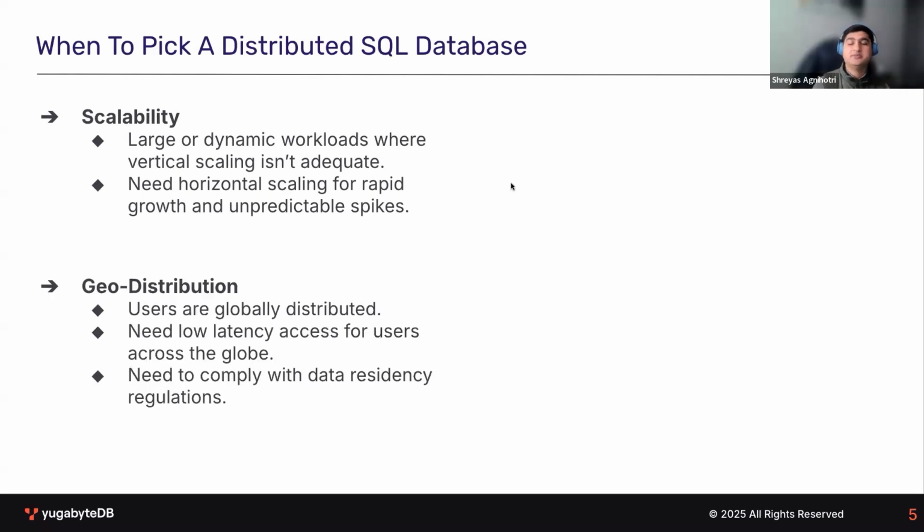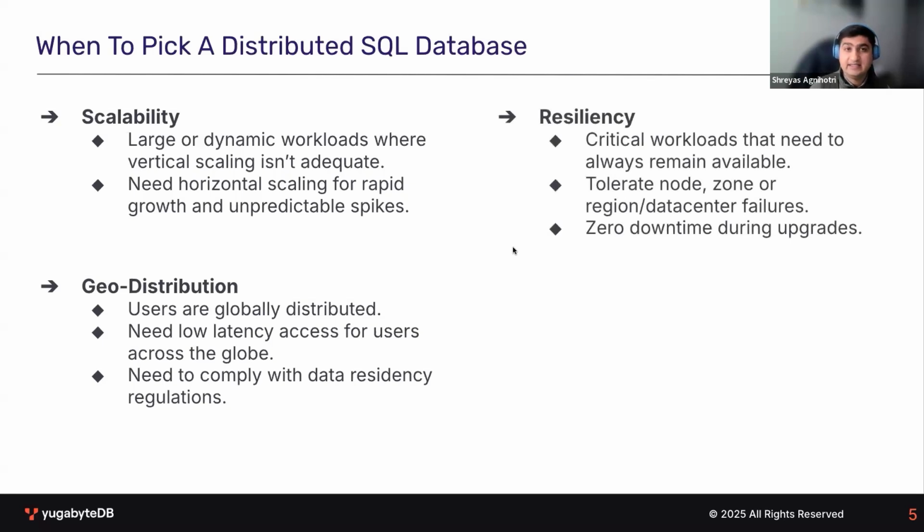Another good reason to look at a distributed SQL database is if your users are geographically spread out, and you need to provide them low latency access regardless of where they are on the globe, right? Because the last thing you want is to provide a different user experience based on where the users are located. So to provide a consistent user experience, it's a must that your database is capable of distributing the data and moving the data closer to where the users are. And sometimes this also comes with the baggage of complying with the data residency laws, which might exist in those regions. Third one is resiliency.